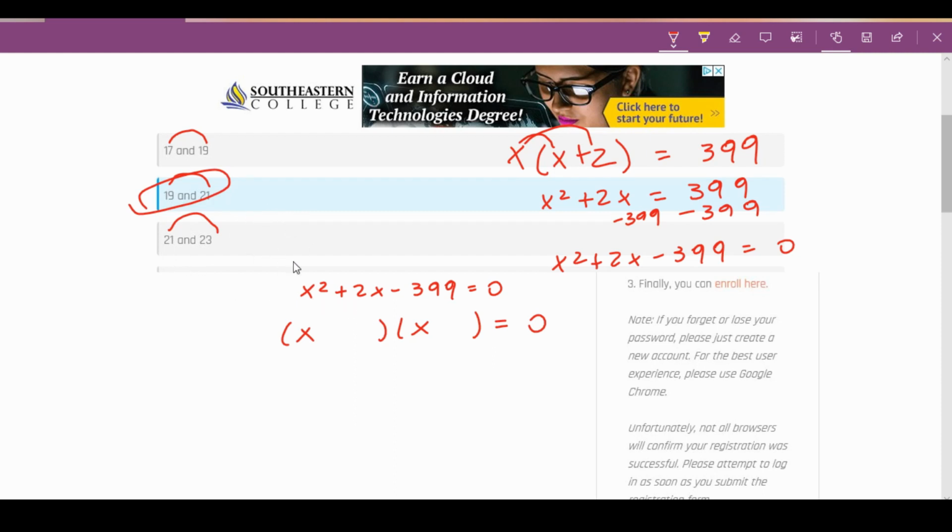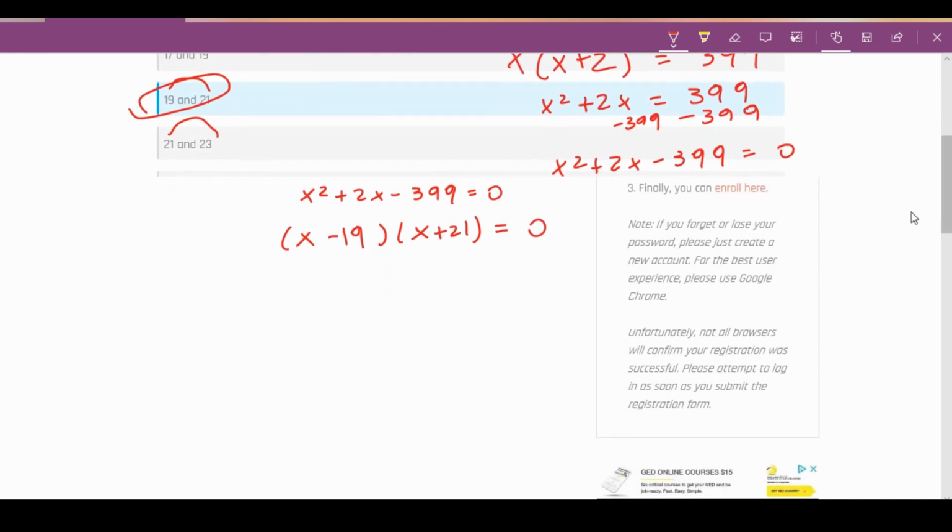Again, we're trying to find 2 numbers that multiply to negative 399 but add to positive 2. So that's going to be positive 21 and negative 19. Again, 19 times 21 is going to get you 399. 21 minus 19 is positive 2. So now we're going to go ahead and solve.